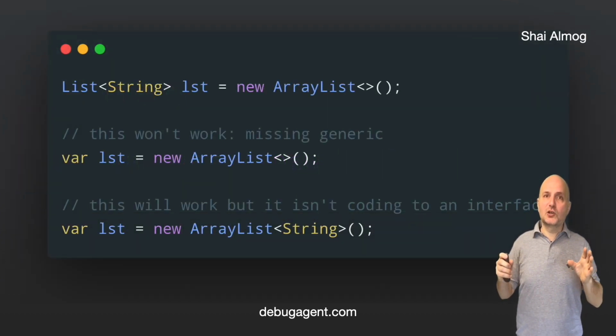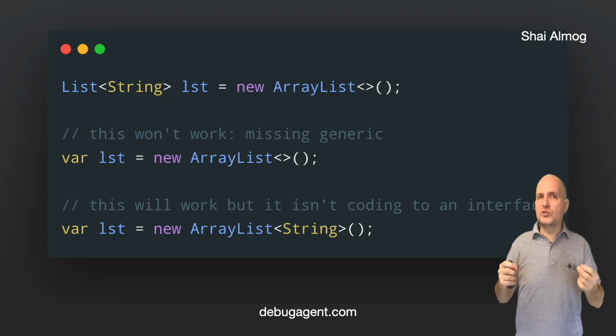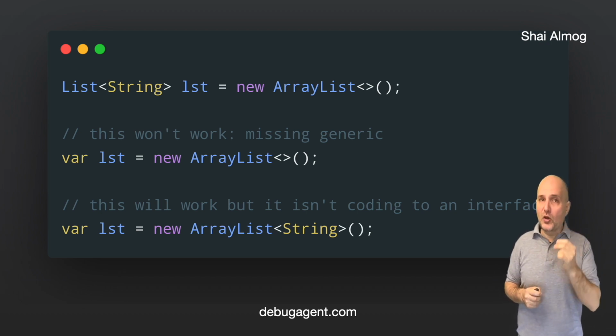The complex declarations are where var is supposed to give the most benefit. All the long generic declarations. But it isn't so simple. The second statement won't work since the generic value of the string is missing. The var will have no idea what type we want. The last line shows what we can't use, that we can't use the diamond operator with var.